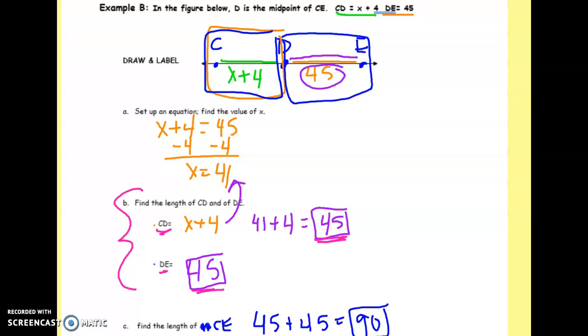All right, so those are the skills that we're looking to put together from top to bottom. Drawing and labeling your line segment given the information, setting up an equation to solve for the variable, using that variable and the information given to find the separate lengths of each side of the segments. And then the last task there is to find the distance or the length of the entire line segment.